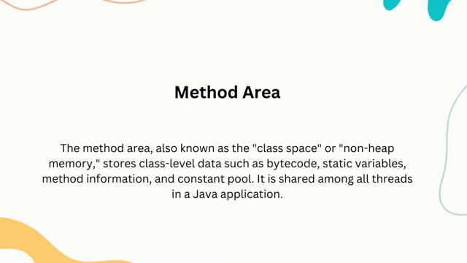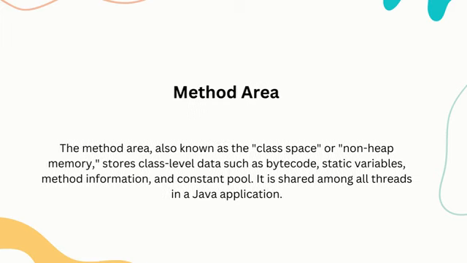The method area, also known as the class space or non-heap memory, stores class-level data such as bytecode, static variables, method information, and constant pool. It is shared among all threads in a Java application.